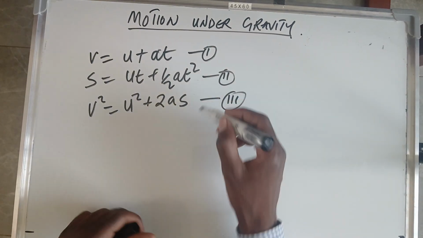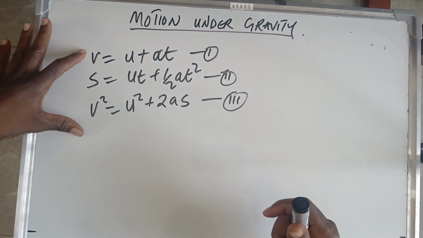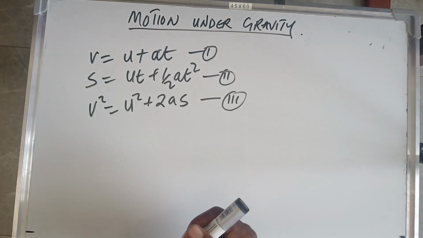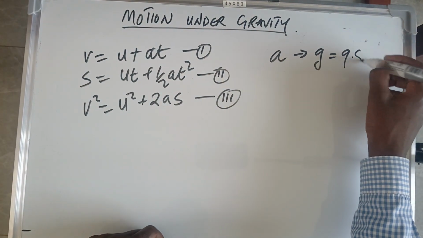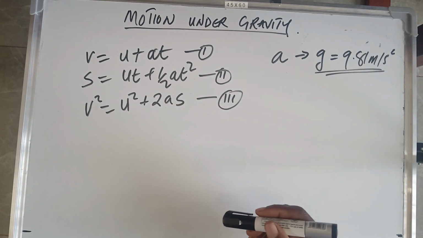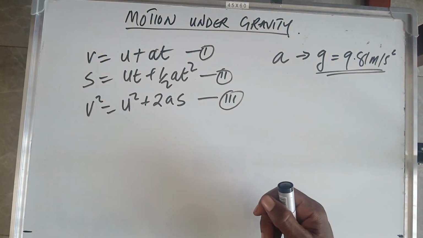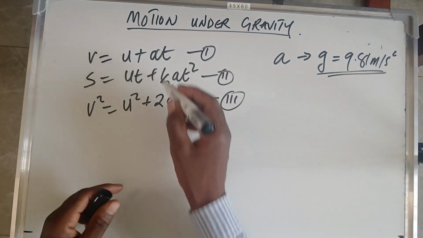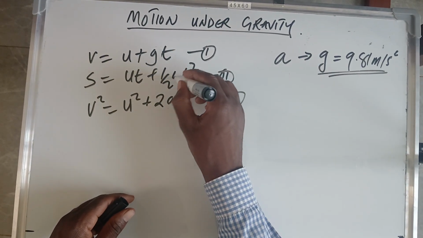Now, motion under gravity is simply the same thing, but the only difference is that acceleration becomes the acceleration due to gravity. So acceleration here transforms to g, and we know that g is 9.81 meters per second squared. So under motion due to gravity, we have no need to find acceleration because we know that it is 9.81. So these equations simply transform to g.